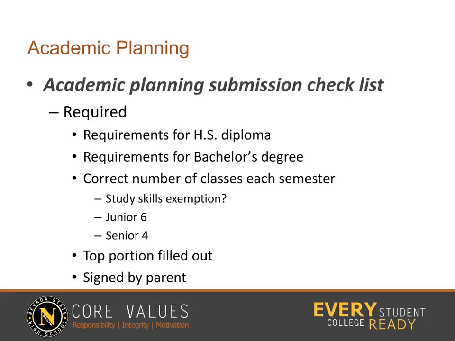In addition, you will need 6 classes during your junior year of high school and 4 your senior year. Remember that Compass is not a class. If you're planning a remedial class, then also plan to be in study skills for that semester. This would mean you can only take 3 college classes.